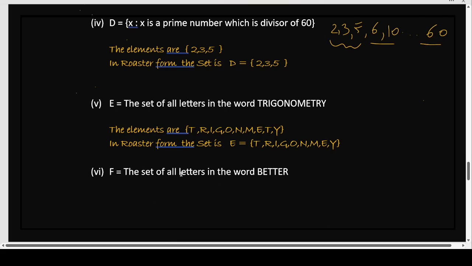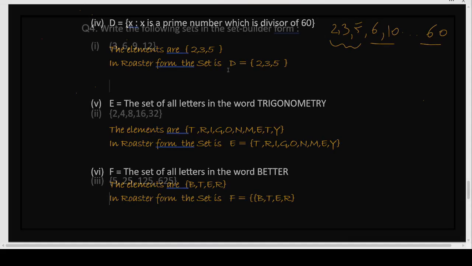The next one. F is the set of all letters in the word better. It is similar to the previous problem. We will write down all the elements, removing the repeated letters. The elements are B, T, E and R. In roster form, B, T, E, R are the elements. We'll move to the next one.